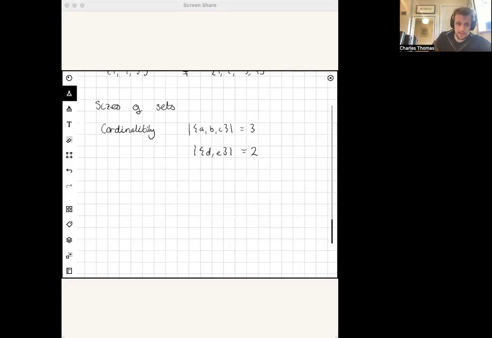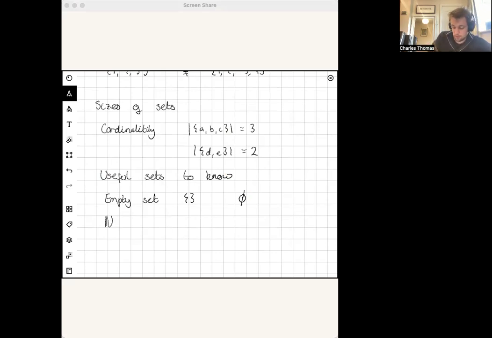So finally, I'm going to talk about some useful sets to know. The first set to be familiar with is the empty set. This is the set with no objects in it. So there's nothing in it. And we often write it using this fancy symbol, which is a circle with a line through it.